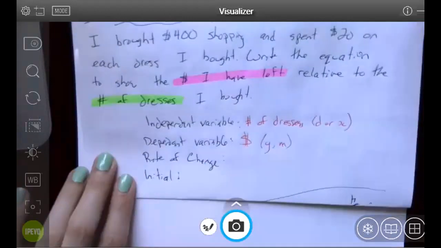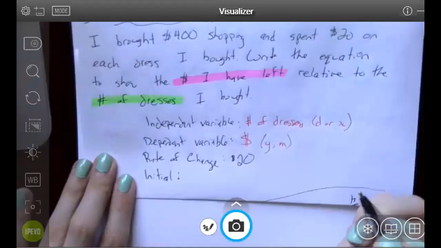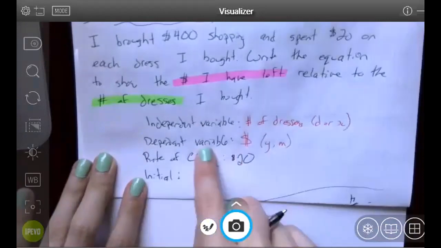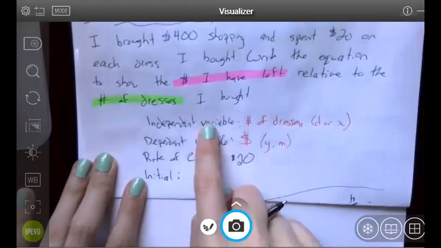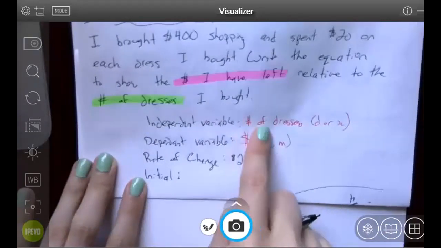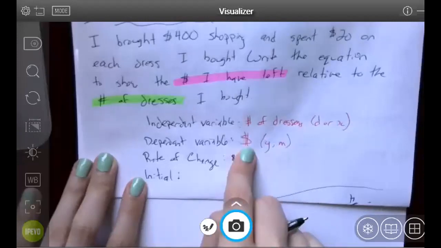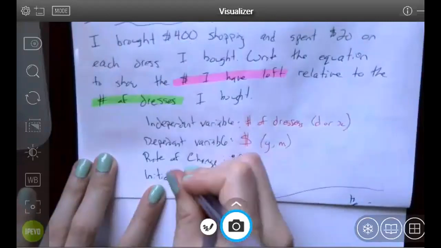Well, every time I buy a dress, my amount of money changes by $20. So my rate of change is going to be that $20. And then the initial amount is how much of my Y value, which is my money, I had before we started with our X. So before I started buying dresses, how much money did I have? Well, that would be the $400 I brought with me to go shopping.